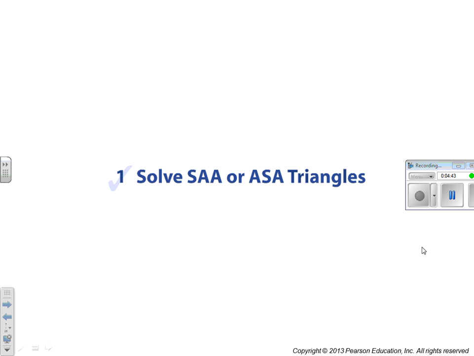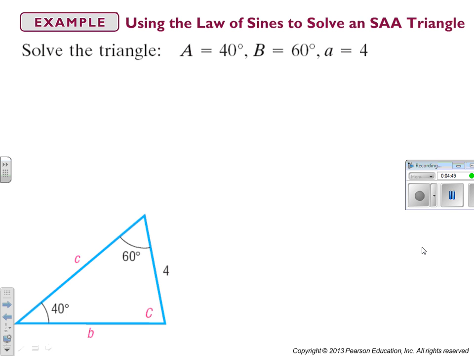All right, so let's solve side angle angle or angle side angle triangles. So we have a triangle. A is 40, B is 60 degrees, side A is 4. So we need to solve for angle C, side C, and side B. Angle C we can solve pretty quickly. It's 40 plus 60 plus C is 180. 40 plus 60 is 100. So 180 minus 100 is 80. So C equals 80.